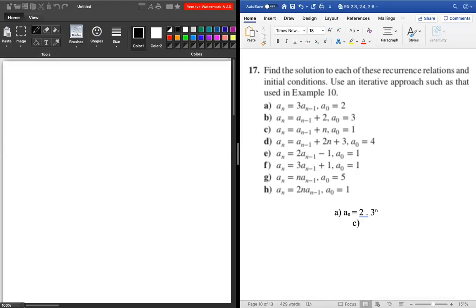Okay, likewise for the C part here, we will have a_n equals 1 plus n over n plus 1, divided by 2. Okay, part E here, we have a_n.